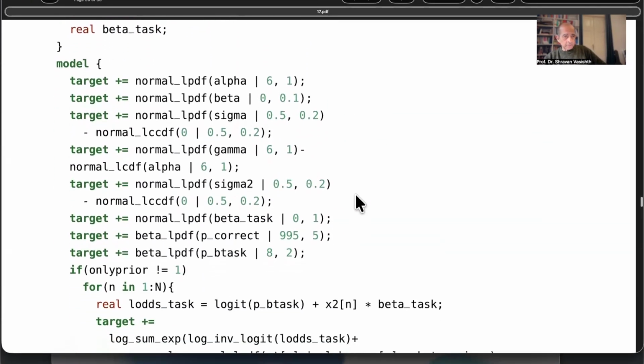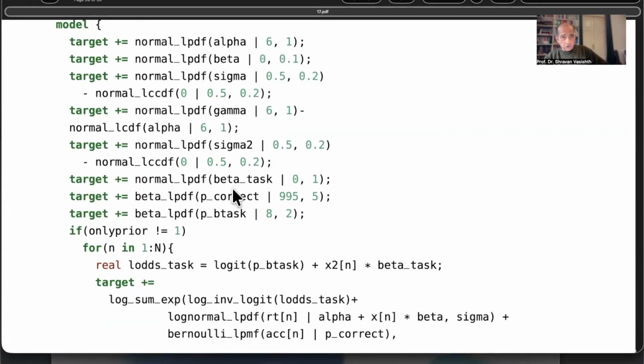And now we get to the model. This line is clear. This is the prior on alpha. Alpha is the reaction time, okay? So the reaction time alpha. This is the reaction time beta, dependent on easy or hard responses. And then you have the sigma parameter, which is truncated as usual. Gamma parameter is constrained from the right by alpha, so it has to be less than alpha, right? So that's why you got this line here, and this is a standard, this is a 6-1 normal prior in log space.